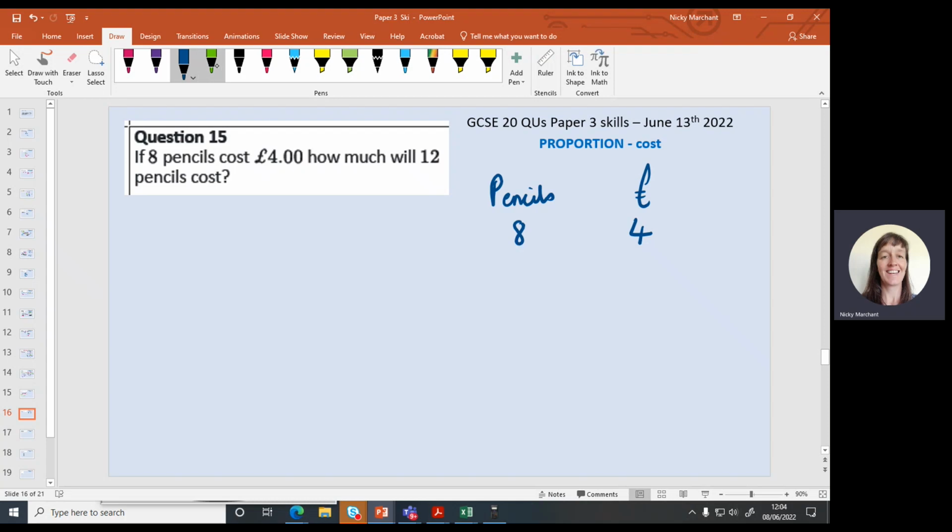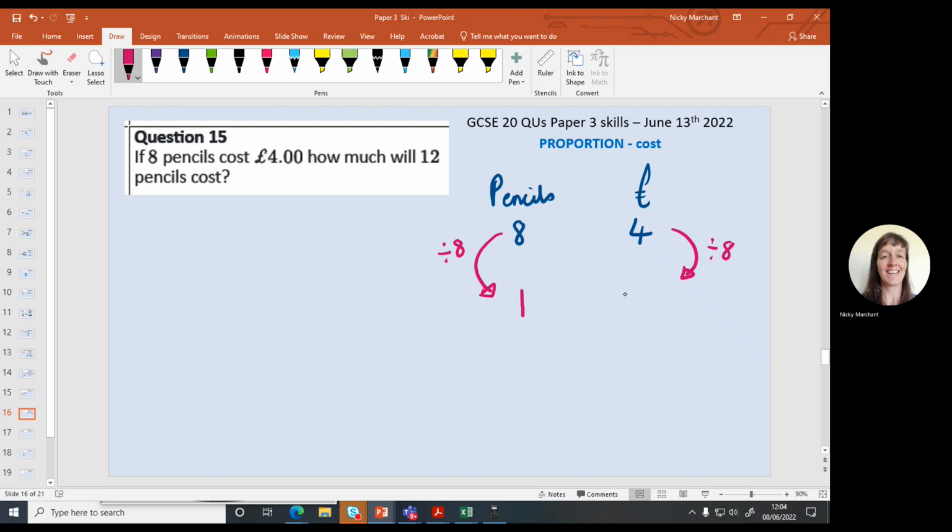Absolutely perfect. But let's show you a way that's going to work for any numbers because you could get some dodgy numbers here. If we find out how much 1 pencil costs, so 8 to 1, any number to 1, divide by that number. We must do the same to both sides. See, these links are coming out in so many questions here. It is just a brilliant, clear method. 4 divided by 8. Don't guess it. Do it on your calculator if you need to. Okay. It's going to be a half. It's going to be 50p, or it's going to be half a pound.